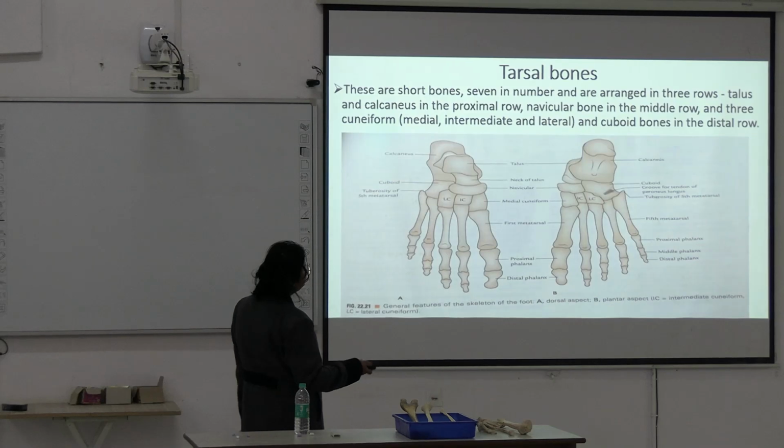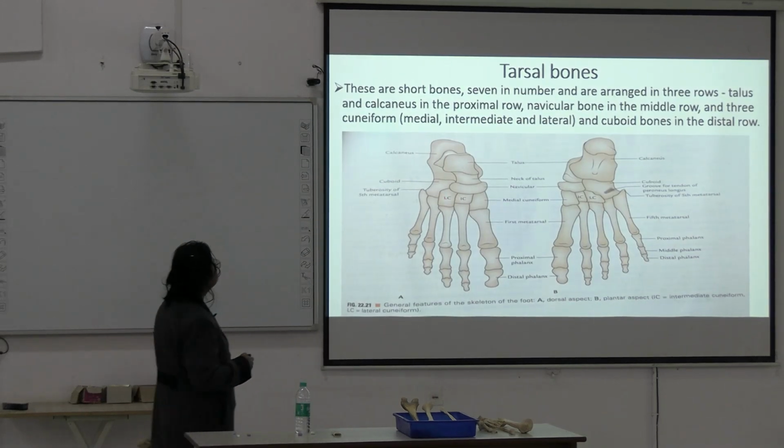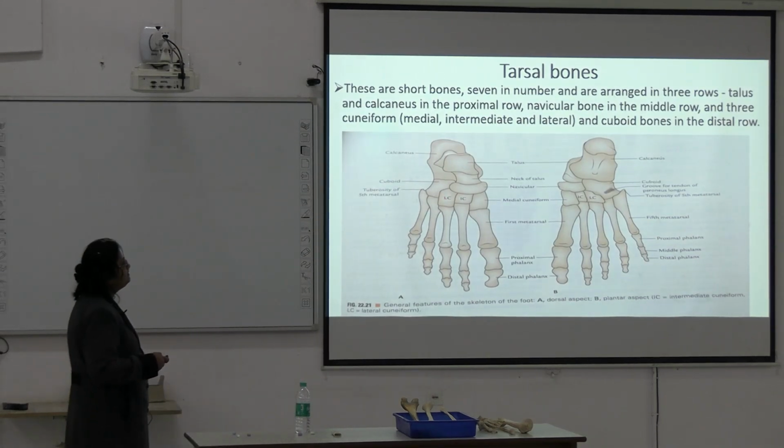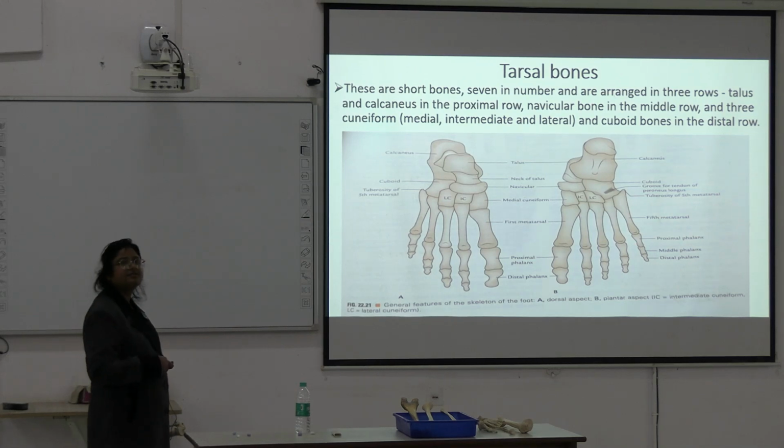Next, these are short bones, 7 in number, and are arranged in 3 rows: talus and calcaneum in the proximal row, navicular in the middle row, and 3 cuneiforms and cuboid in the distal row. The 3 cuneiforms are these 3, medial, intermediate and lateral cuneiform.